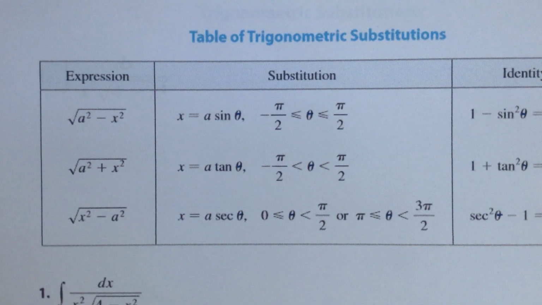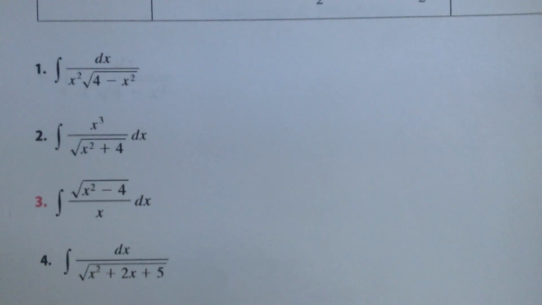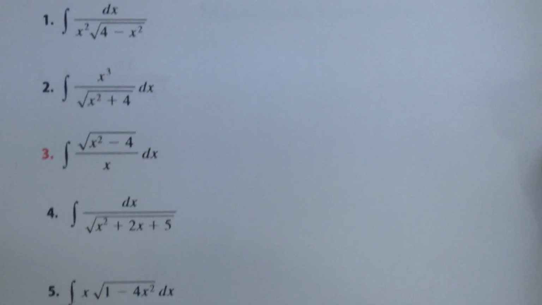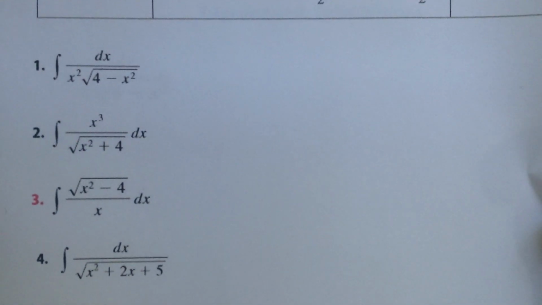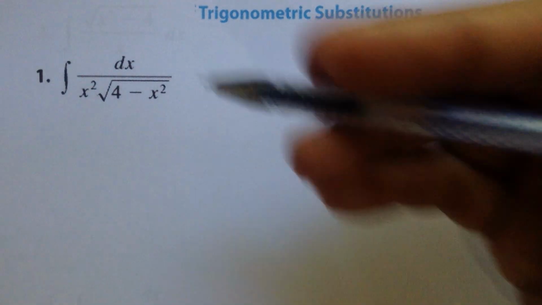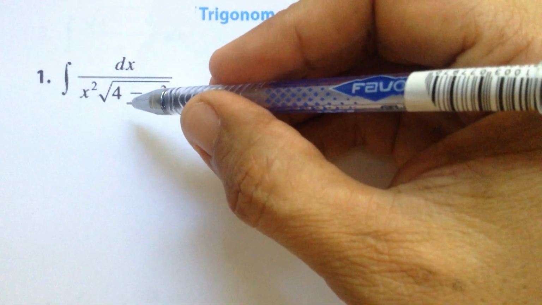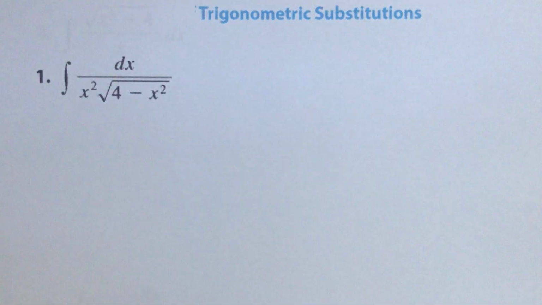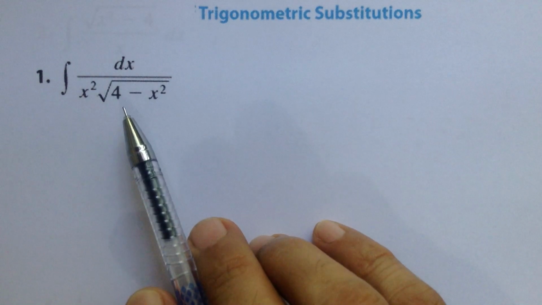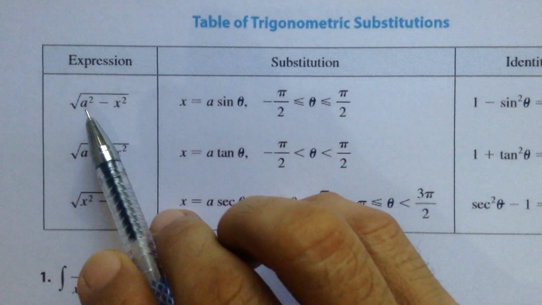So to discuss how to solve integrals using trigonometric substitution, let's try the following examples. Let's start with number 1. This is our example number 1. What is the integral of dx over x squared times square root of 4 minus x squared? You notice this form, square root of 4 minus x squared. From our table, this is that form, no? Square root of a squared minus x squared.